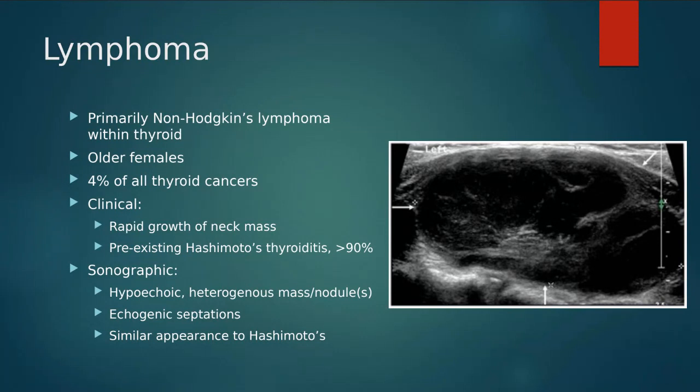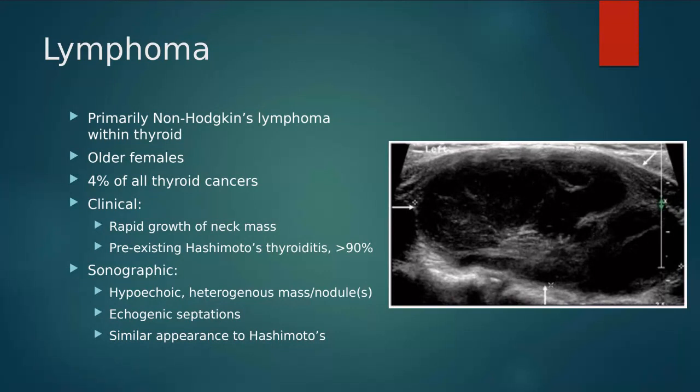Clinically, we're going to see rapid growth of a neck mass. If you have pre-existing Hashimoto's, you are more likely to get lymphoma than somebody who does not. More than 90% of cases of lymphoma in the thyroid have an association with pre-existing Hashimoto's. So again, we need to keep track of our clinical history and our lab values. We need to get an accurate diagnosis in order to make sure that we are aware of what to be looking for in the future, and of what our medical future will look like as a patient.